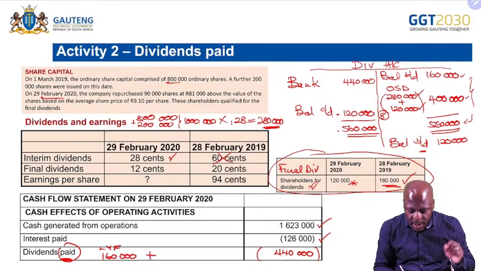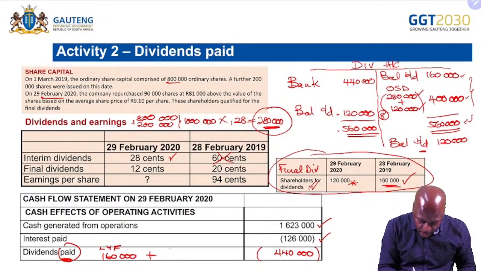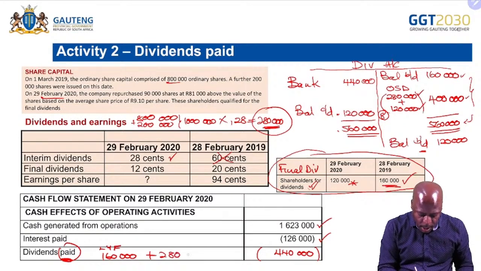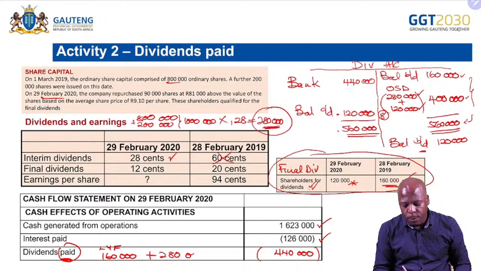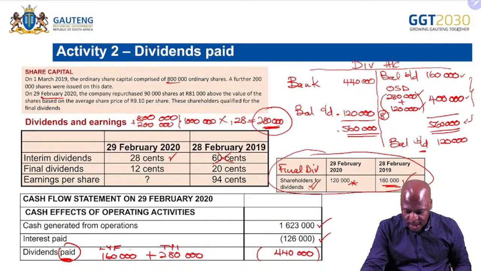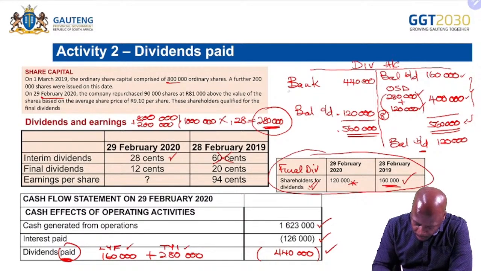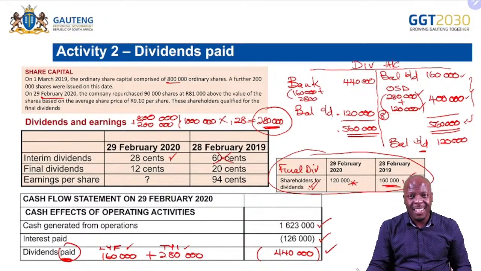And what is this year's interim dividend? We calculated it, remember, 280. So, this year's interim. Last year's final plus this year's interim. 160 plus 280 will give you your 440. This would be the quickest way to calculate your dividends paid. All right. In other words, for me to get that 440 there, I can simply open a bracket and say 160,000 plus my 280,000, which gives me my 440. All right. I know you got that one. Let me quickly move on, boys and girls, to my next aspect.